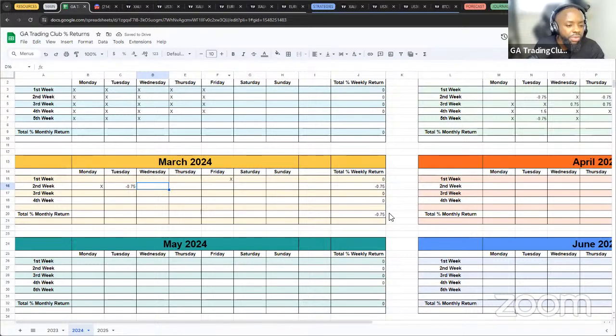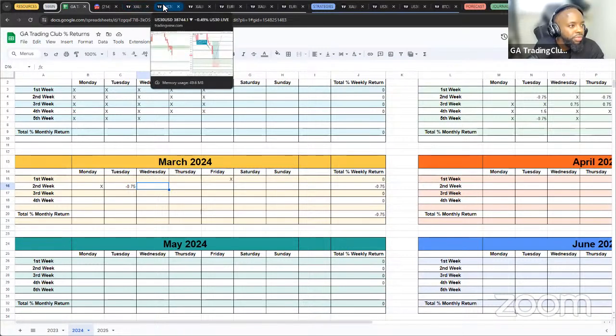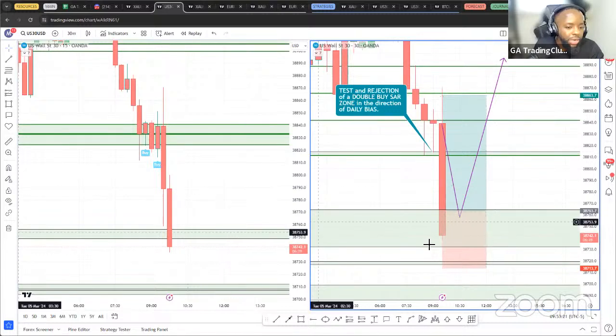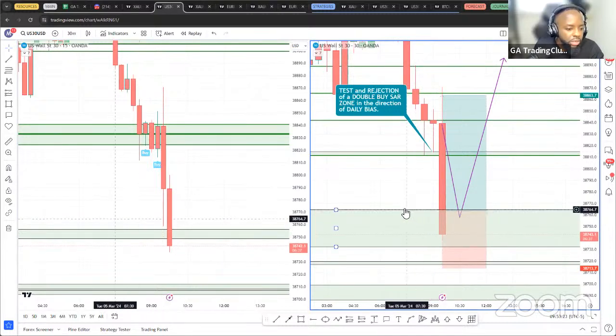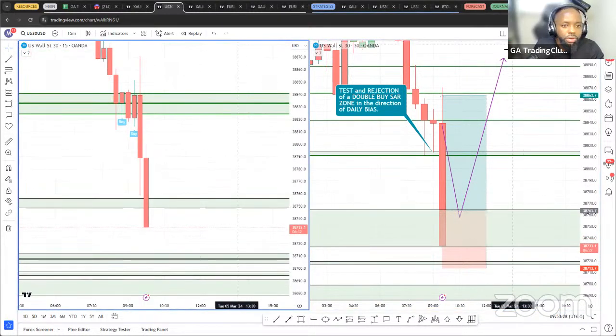And then so for the month, just down minus 0.75. And then I really don't see any other trade setup. But does that make sense, what I said or what I talked about?